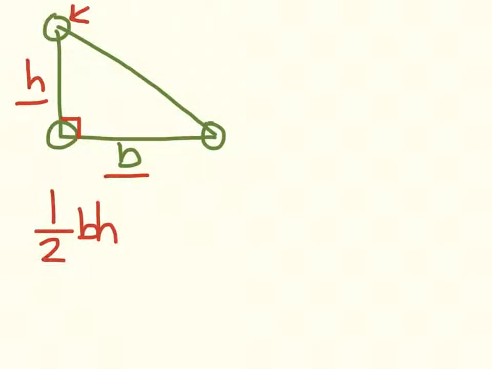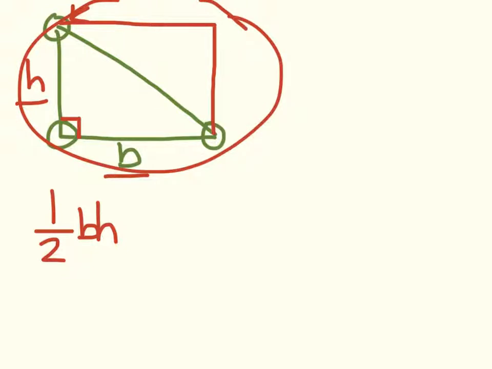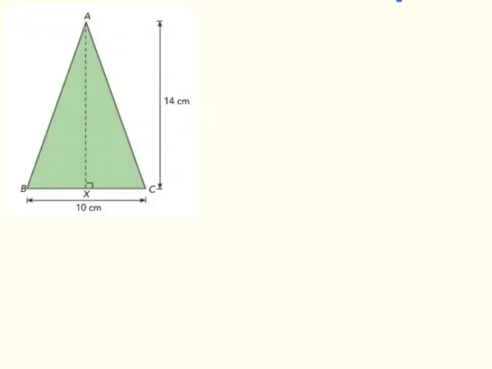And why 1/2? Because if we were to complete this and make it a rectangle, base times height, or length times width, would be the area of the entire figure. We only want half of that area to represent the area of our triangle. Let's find the area of this triangle.